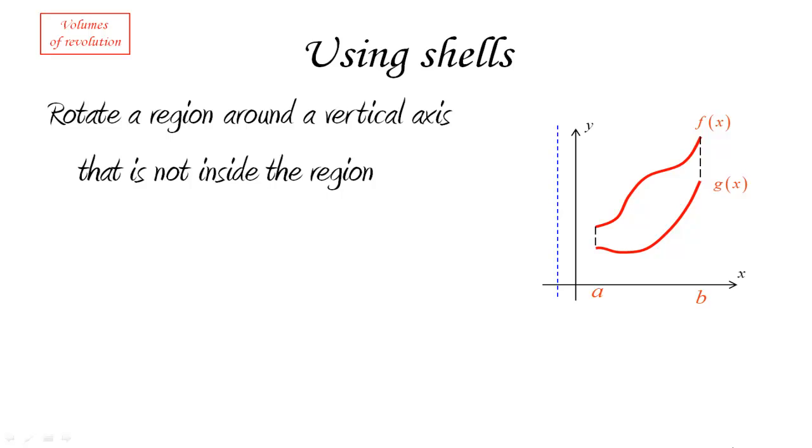So it could be outside, it could be at the edge, but the important thing is that the axis of rotation does not cut through the region. Otherwise, we have to be very careful in how we set things up. Alright, so in this situation, we may want to draw our slices horizontally, but that pretty much means switching x and y and setting up the whole integral in terms of y and so on.